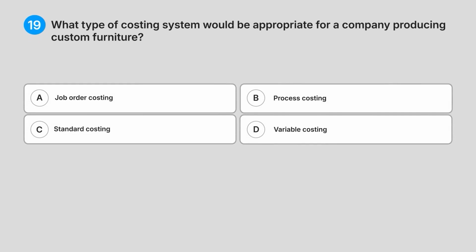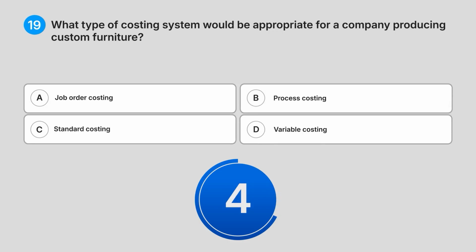19. What type of costing system would be appropriate for a company producing custom furniture? A. Job order costing. B. Process costing. C. Standard costing. D. Variable costing. What do you think is the answer?